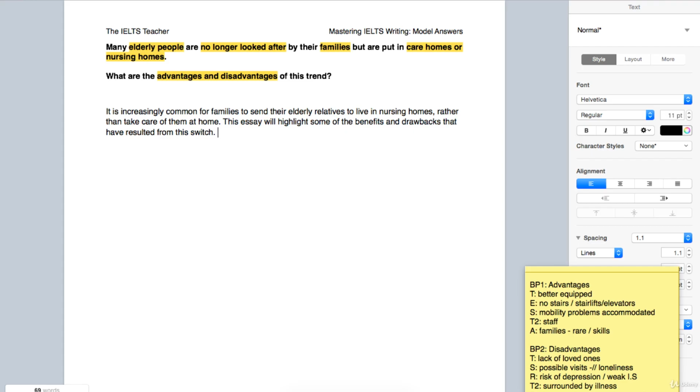So if we look at it all together, it is increasingly common for families to send their elderly relatives to live in nursing homes rather than take care of them at home. This essay will highlight some of the benefits and drawbacks that have resulted from this switch.